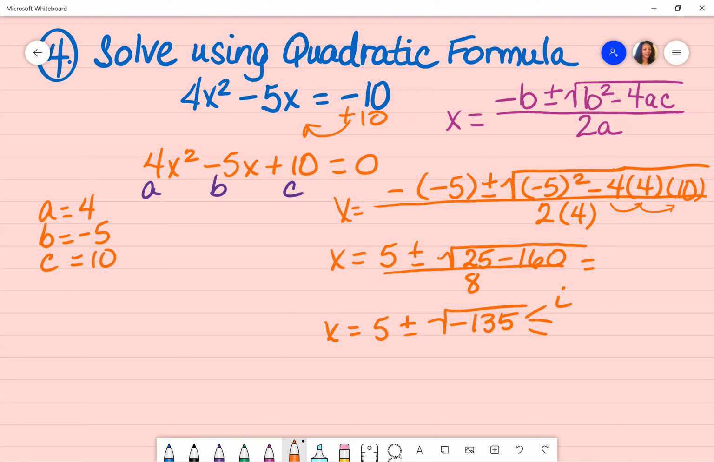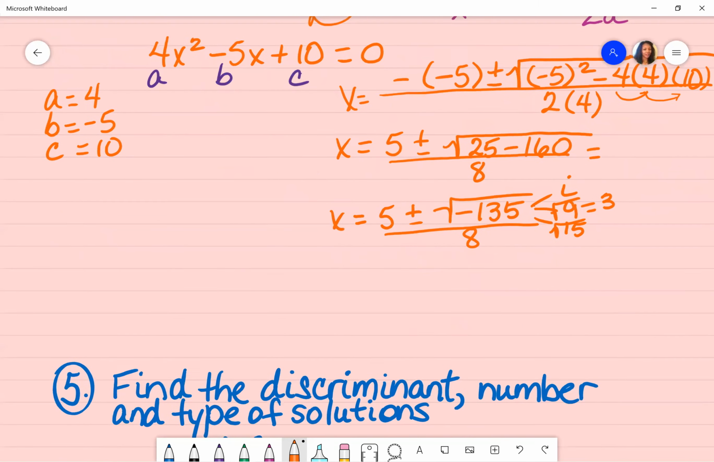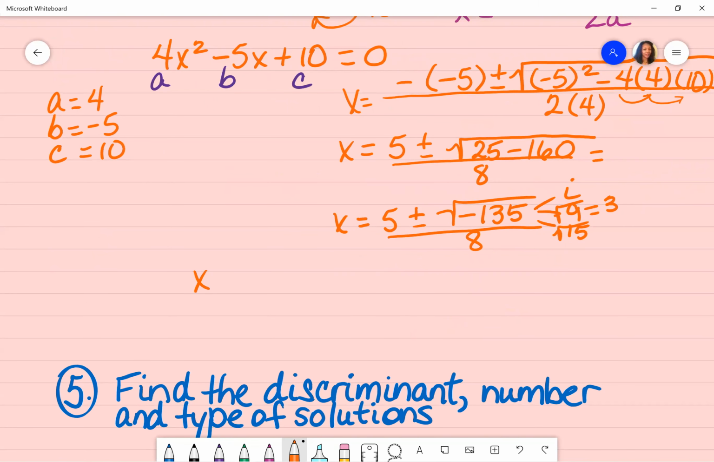But if I'm factoring this out, it's going to be 9 times 15. So square root of 9 and square root of 15. Square root of 9 really becomes 3. I can't do anything with square root of 15, so I'm going to have to leave that. And again, all of this is divided by 8. Simplified even further, x is going to equal, and I like to separate mine, 5 over 8 plus or minus, and I'm looking at what I can take from under the radical, which is 3i. I'm left with that square root of 15. I can't simplify that any further, all divided by 8.